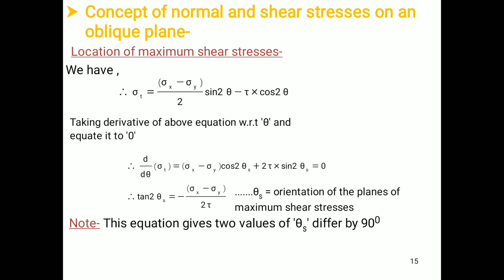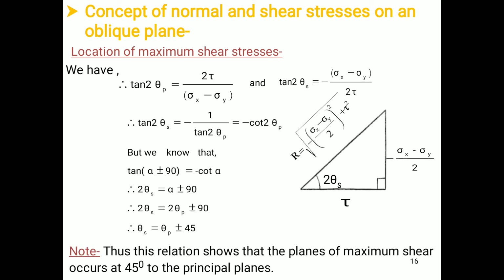Now in the next slide we are going to express theta s in terms of theta p. To do that, we have to consider the two equations which we have already derived: tan of 2 theta p is equal to 2 tau upon sigma x minus sigma y, and the second equation is tan of 2 theta s, which is equal to minus of sigma x minus sigma y by twice tau.